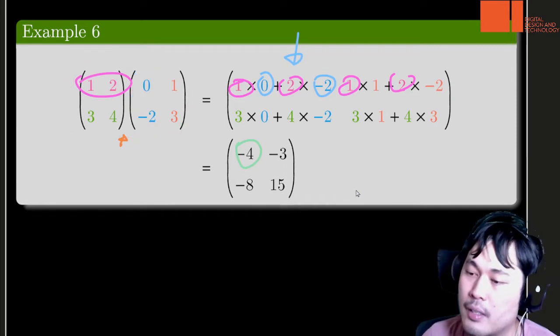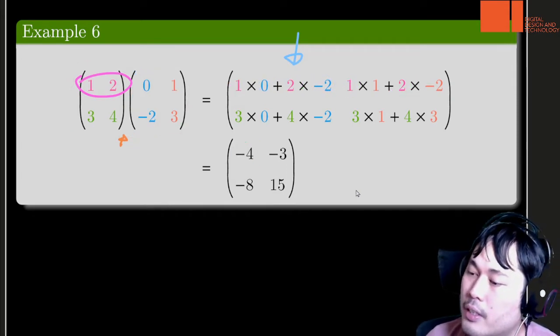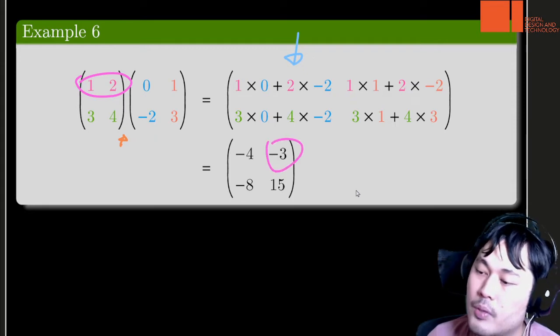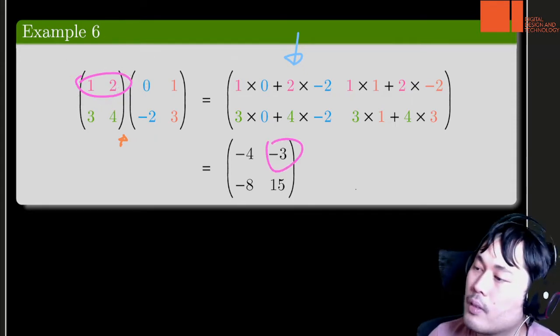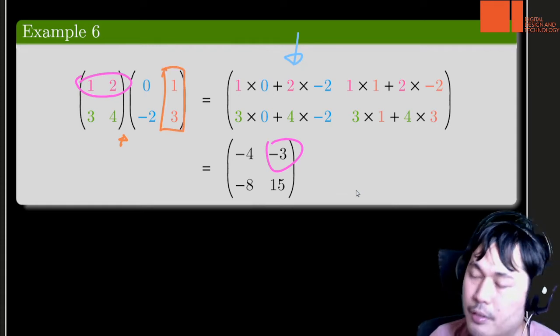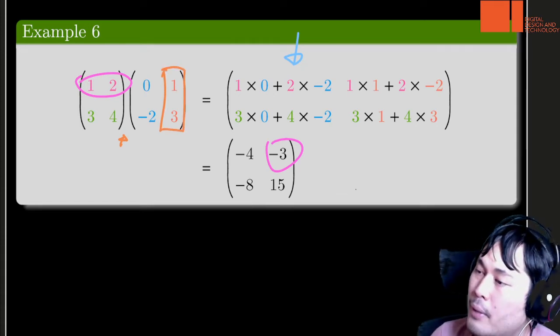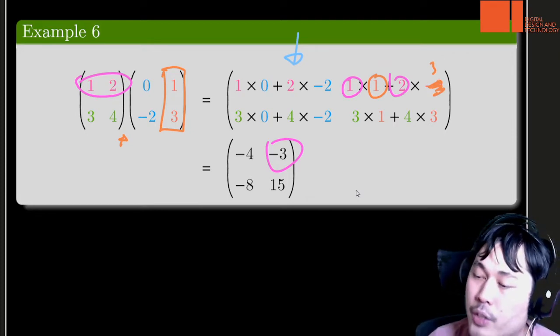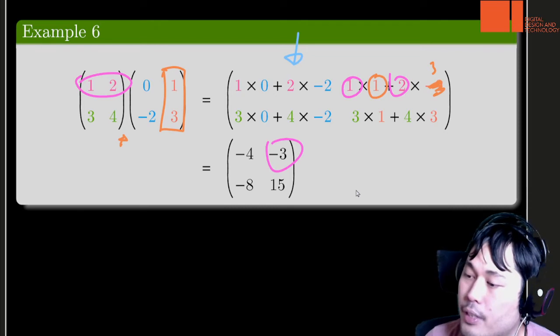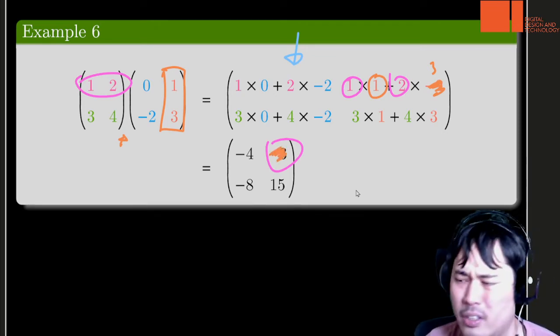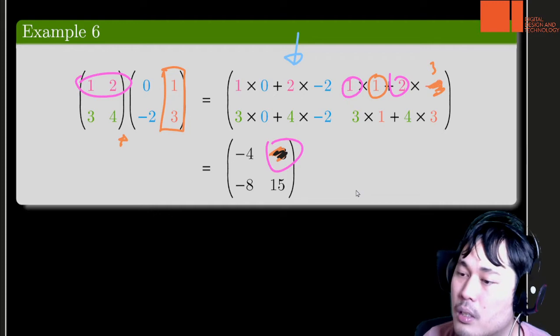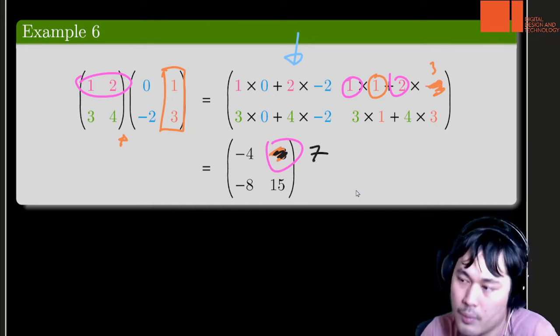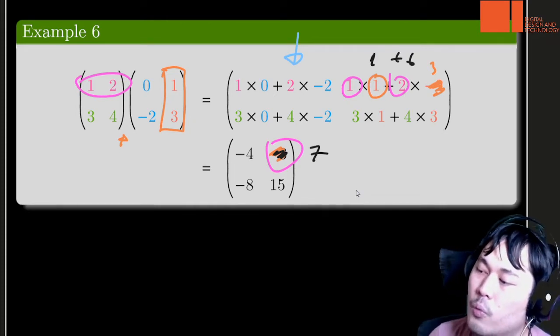For instance, let's clear that out. For this entry, the top right, you get that from multiplying the first row of the first matrix by the second column of the second matrix. And you get 1, 2, then 1. Oh, sorry, that's a typo. That should be 3. 1, 2, and 1, 3. And the result should be... I didn't see that last time. The result should be 7. 1 times 1 is 1, 2 times 3 is 6, 1 plus 6 is 7.